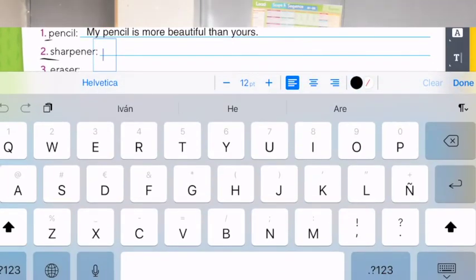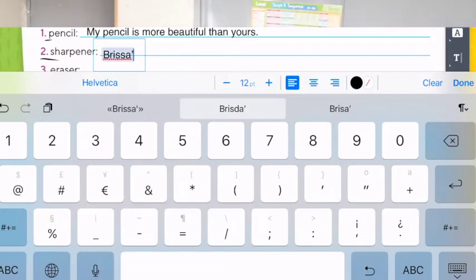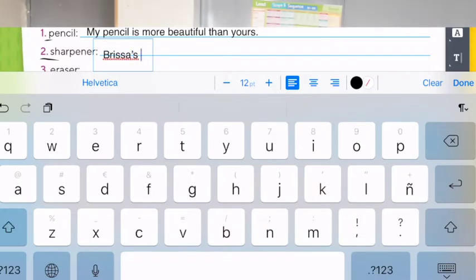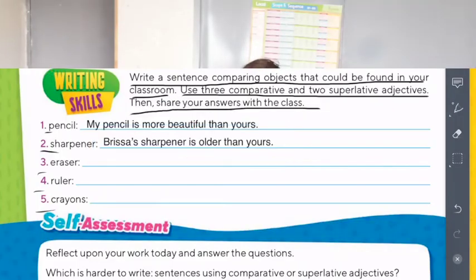What about the sharpener is older, right? Because it's a really old sharpener. Let's use Brisa. Brisa's sharpener is older than yours. Okay? And there we have 2 comparative sentences. Brisa's sharpener is older than yours.